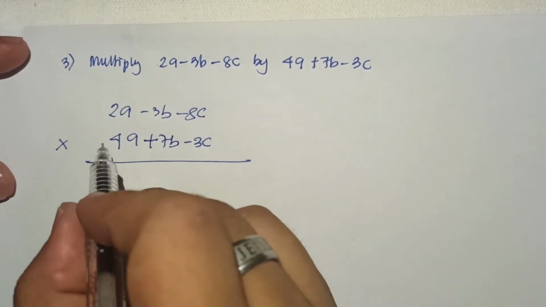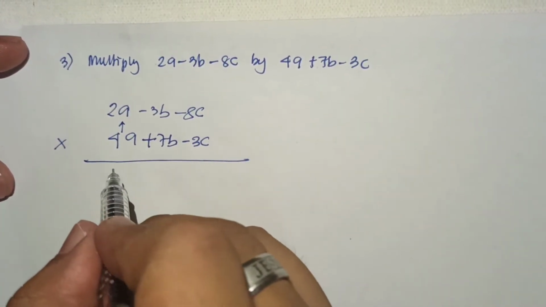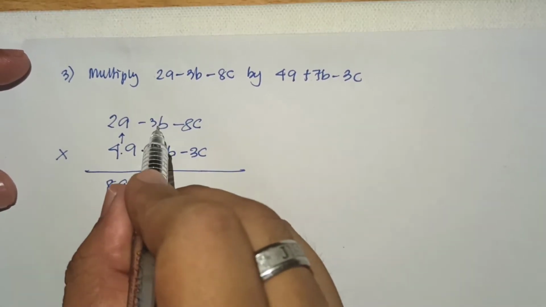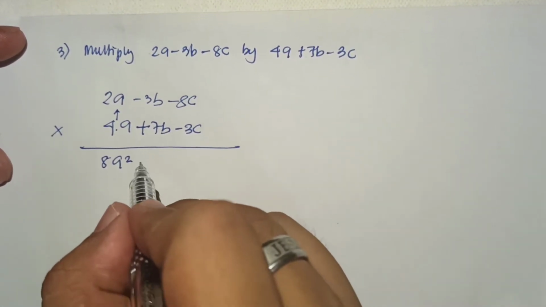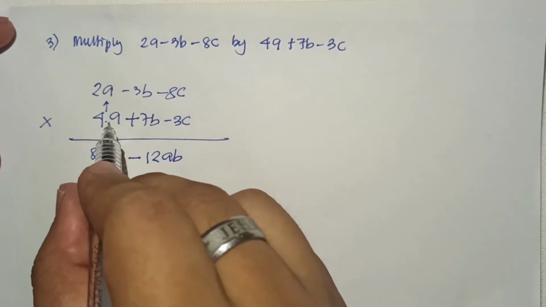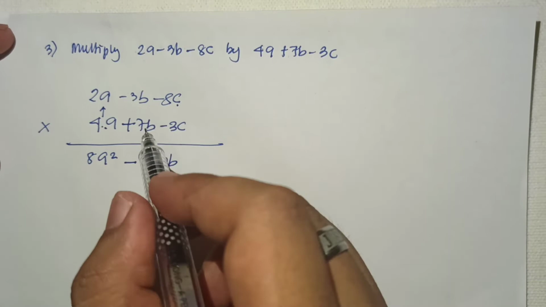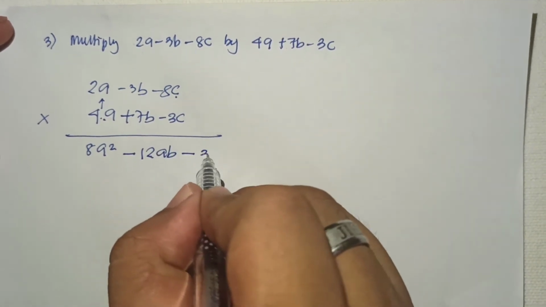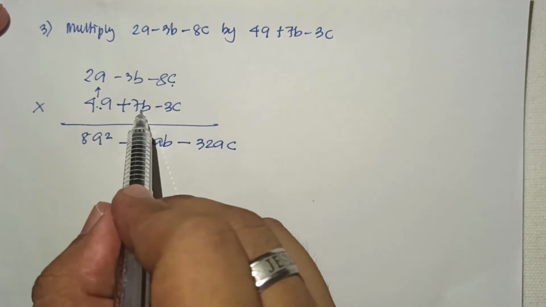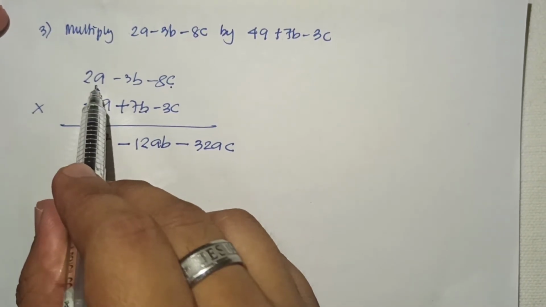So we first multiply. So we have here 8a squared. Next, 4a times negative 3b is equal to negative 12ab. Multiply 4a by negative 8c, that is minus 32ac. Next, 7b times 2a, that is 14.